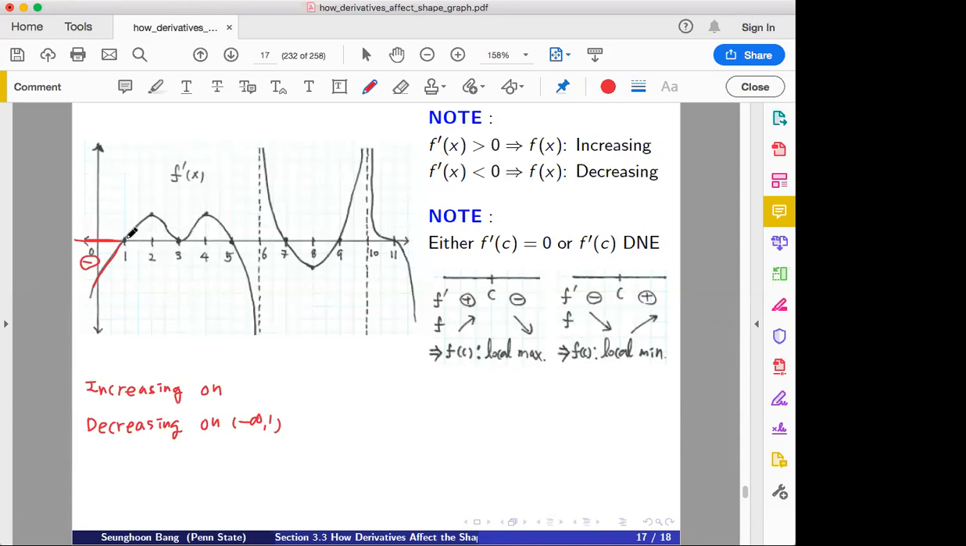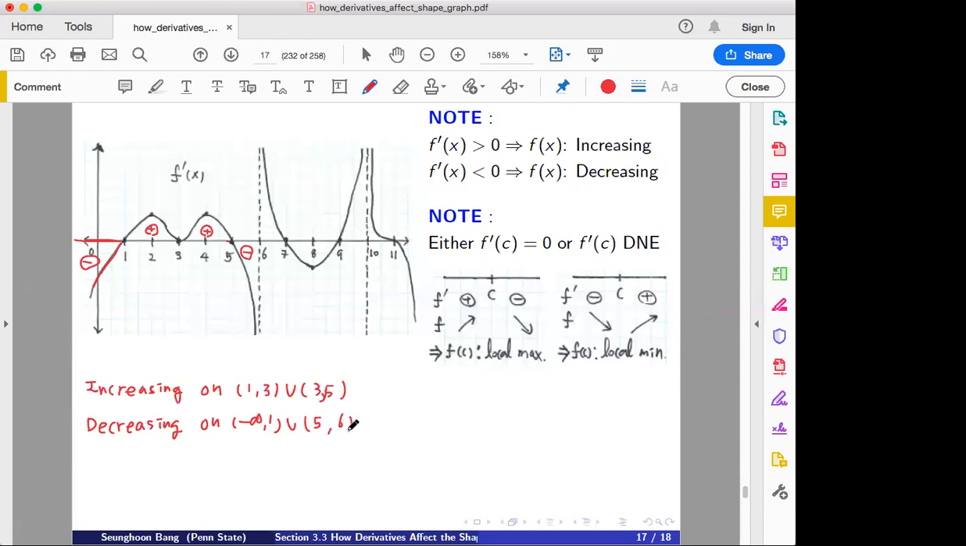Yes. So here, the graph is above the x-axis, f prime is positive. So increasing from 1 to 3. What's 3 to 5? Yes, increasing again because f prime is positive. 3 to 5. What about 5 to 6? Increasing or decreasing? This is decreasing, right? Below the x-axis, decreasing.